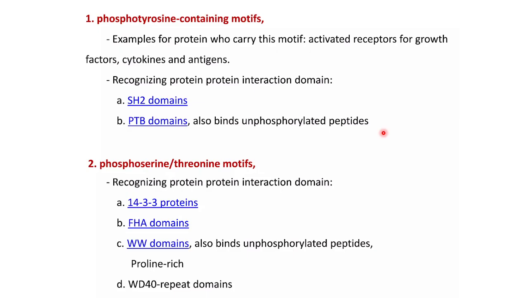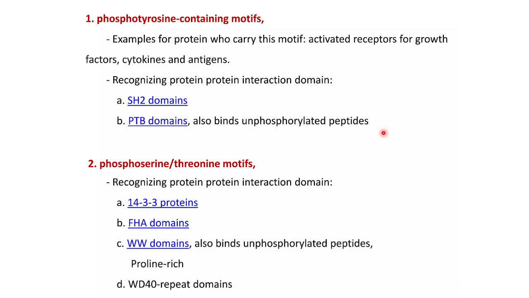SH2 and SH3 domains are present in different proteins, and they are involved in different kinds of interactions. SH3 domains are known to interact with proline-rich regions, so proteins containing these proline-rich regions, a stretch of prolines in a particular consensus sequence, can bind with these domains. And you also have the PTB domains that bind to unphosphorylated peptides or proteins.